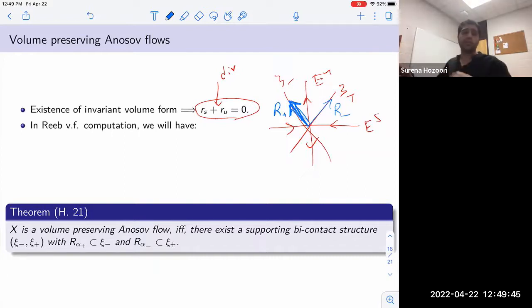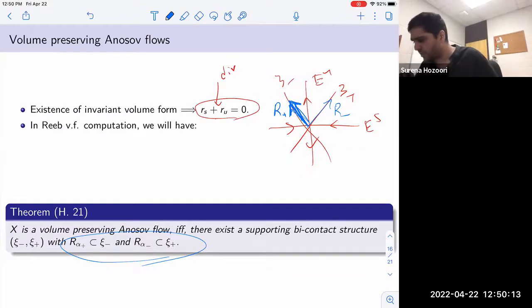It turns out that we can actually prove the inverse as well. So if we summarize that, X is a volume preserving Anosov flow if there exists a supporting bicontact structure, which is equivalent to projective anosovity, with this extra condition that these Reeb vector fields are included in one another. The inverse direction is a bit harder. We use some facts from dynamical systems, but essentially, again, we can get some sort of characterization.